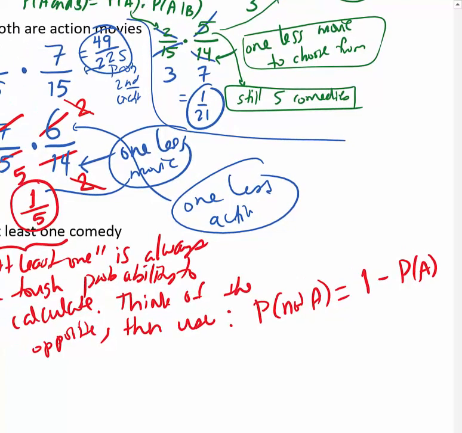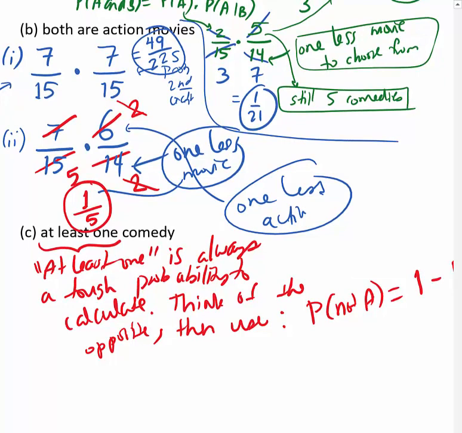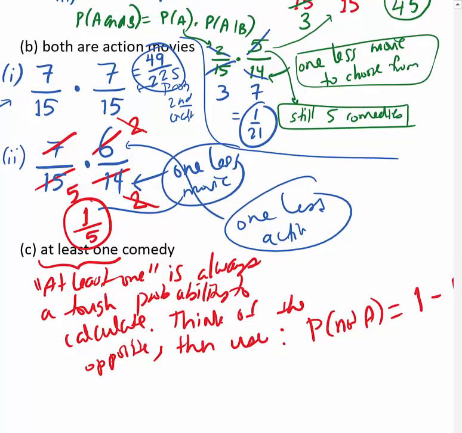So far, it's kind of been optional. We could have used it a few times, but I don't know, it wasn't really helpful. But now this is where it's really important. When you see at least one, anything, even in a different problem, what's the probability that at least one of these things is bleh? You're going to want to use that formula instead.